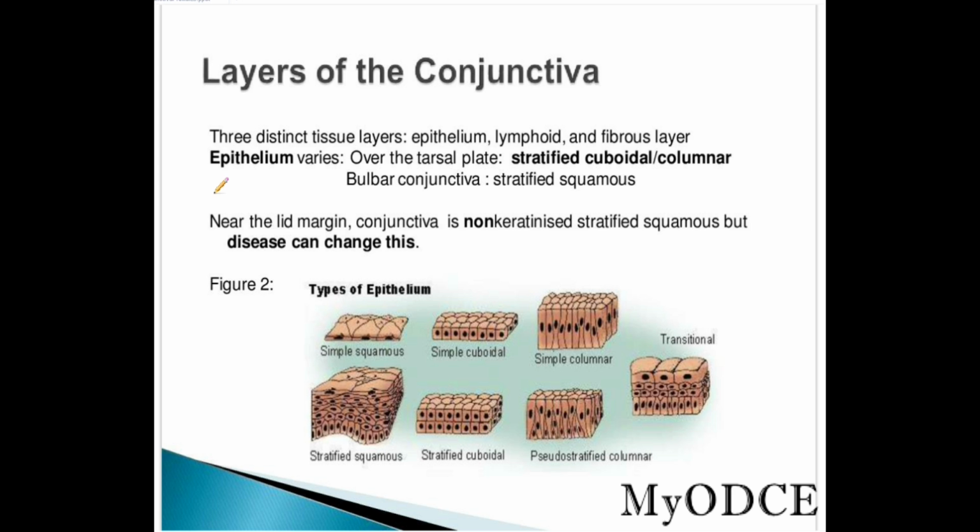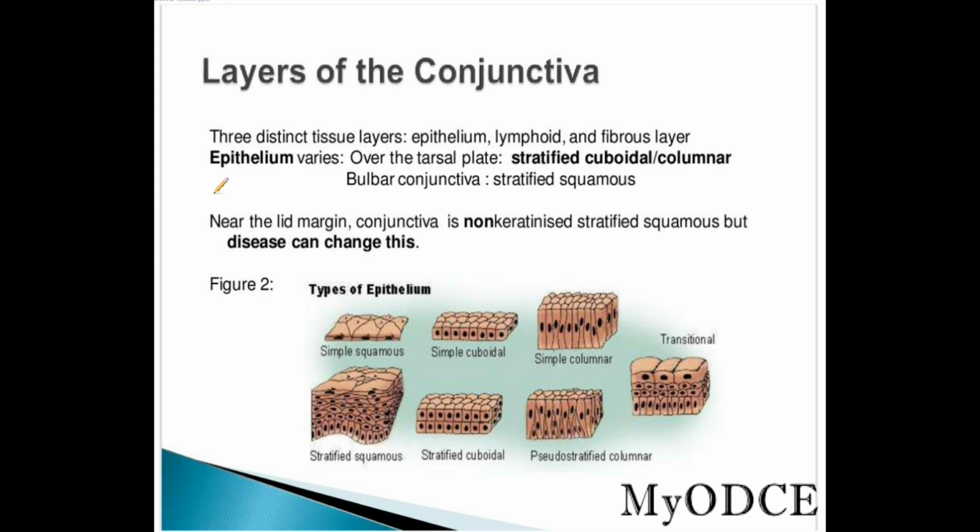Layers of the conjunctiva: three distinct tissue layers, the epithelium, lymphoid, and fibrous layers. The epithelium does vary. Over the tarsal plate, we see stratified cuboidal or columnar cells. With the bulbar conjunctiva, we see more stratified squamous cells.